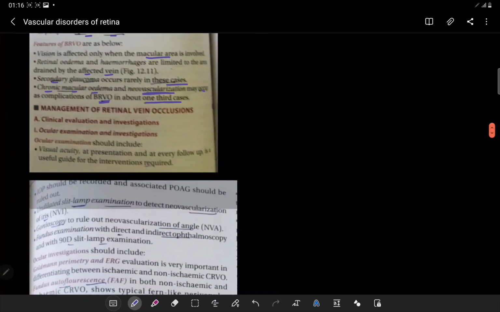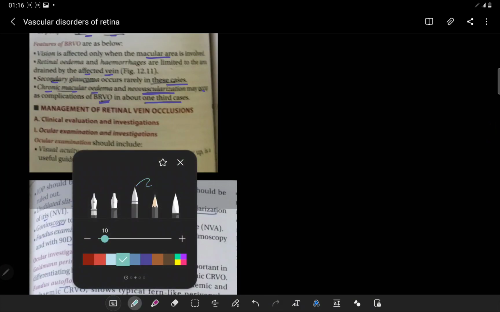Let's have a discussion on the management of retinal vein occlusion. What are the various management steps that we are going to do in retinal vein occlusion? Let's start. First is the clinical evaluation, with the clinical evaluations and the investigations. The ocular examination should include visual acuity at presentation and at every follow-up, which is a useful guide for the interventions required.